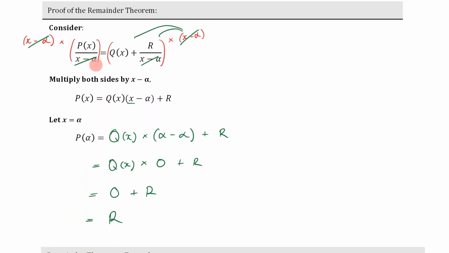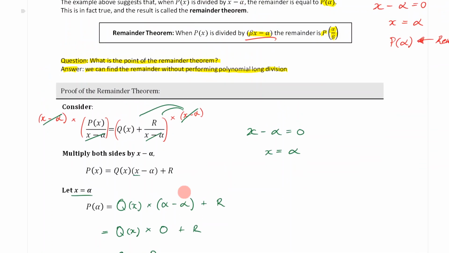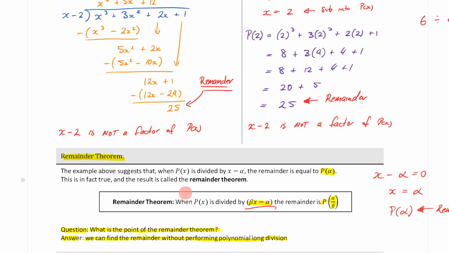When we have our divisor and we set it equal to 0 and then we solve for it and then we sub it in as we did here, letting x be equal to alpha, you end up with just the remainder. So that's a little proof of what we're doing there. Perfect. So that's just an introduction to the remainder theorem. Hopefully it makes sense why we're doing all of this.